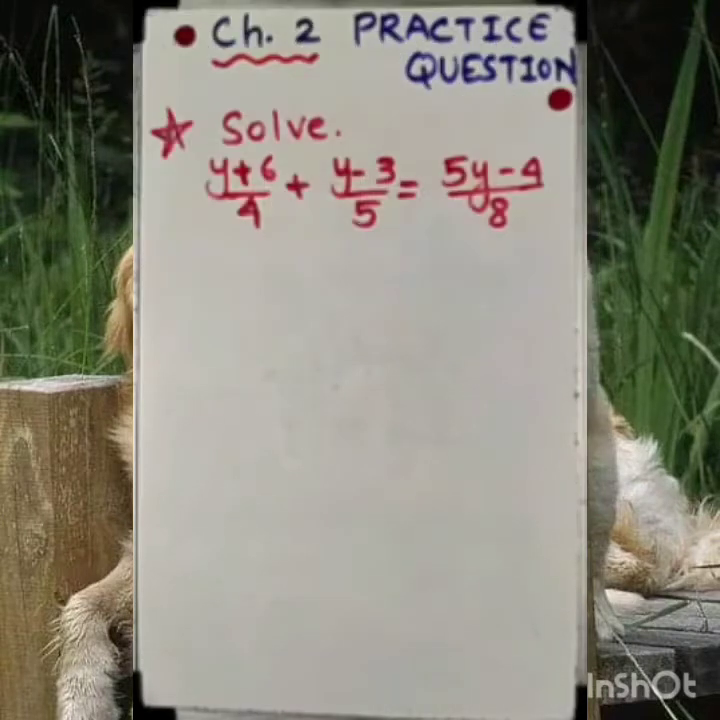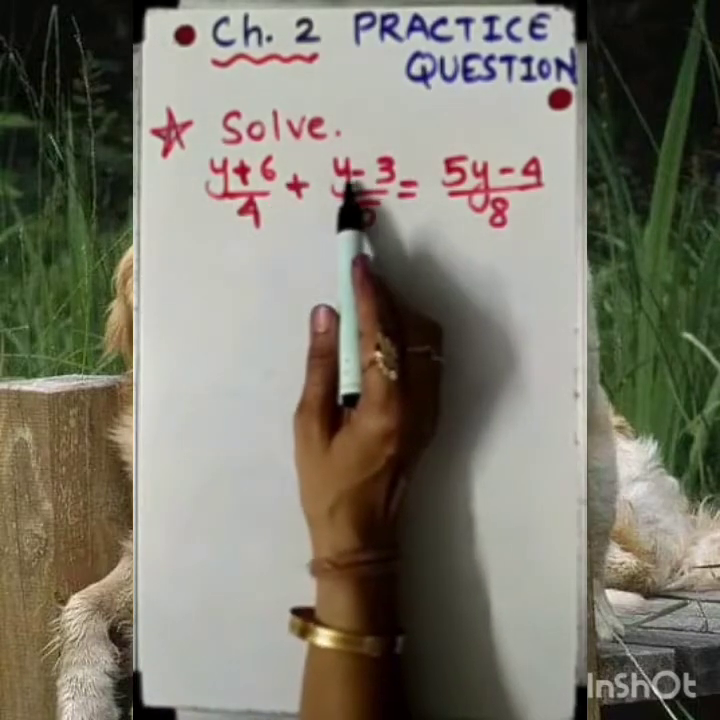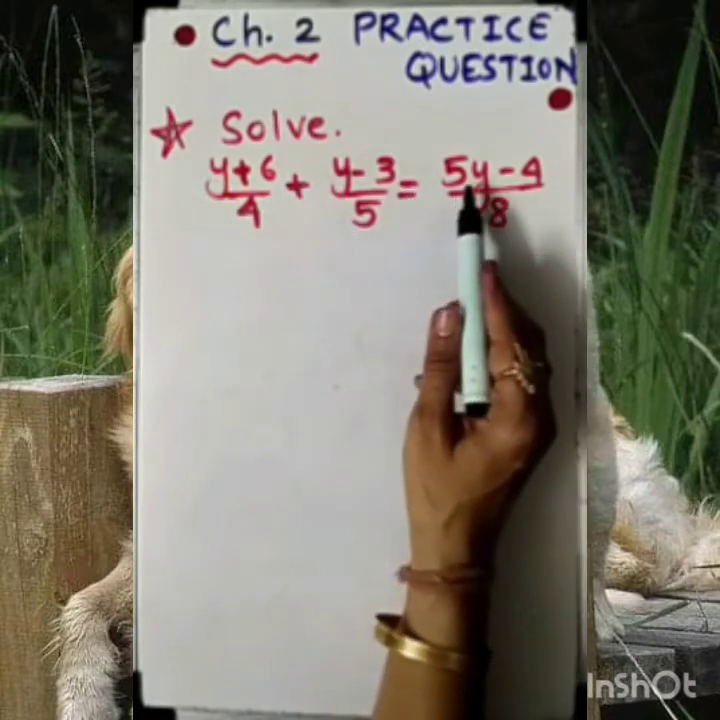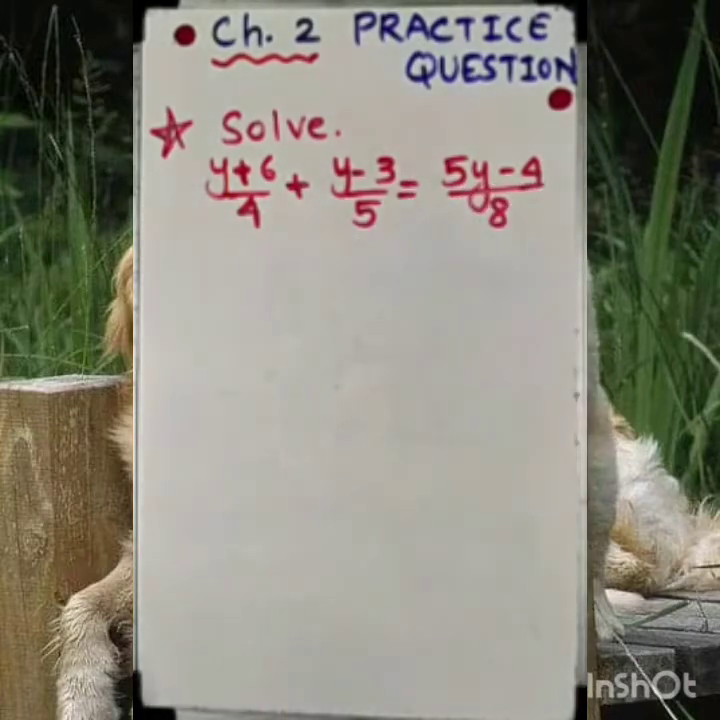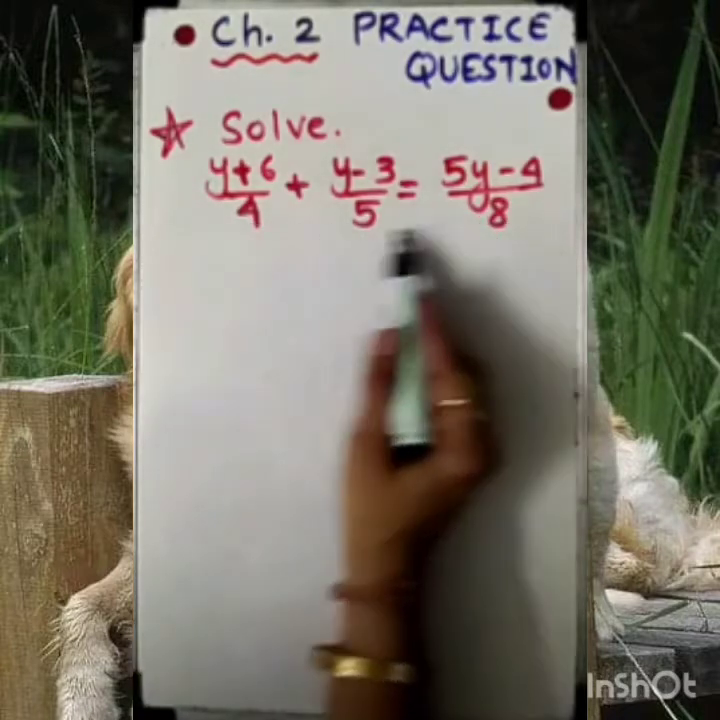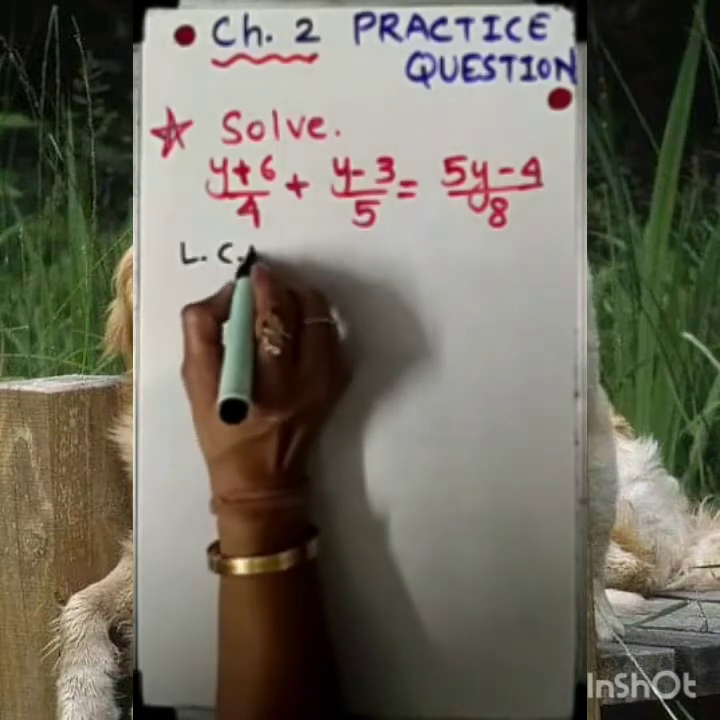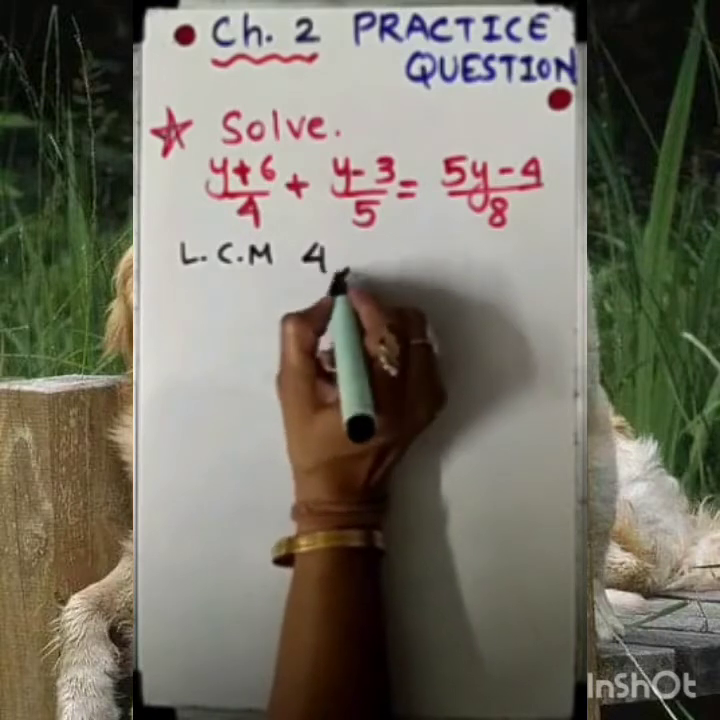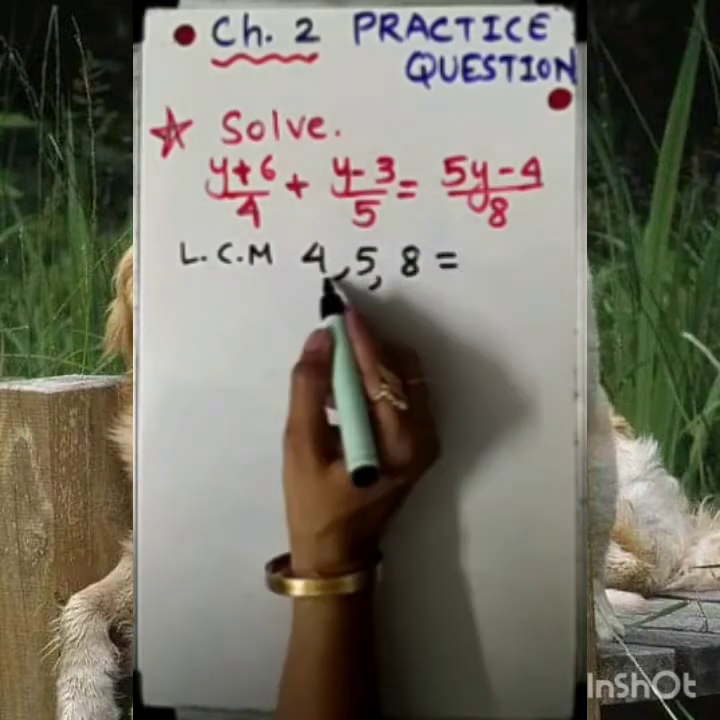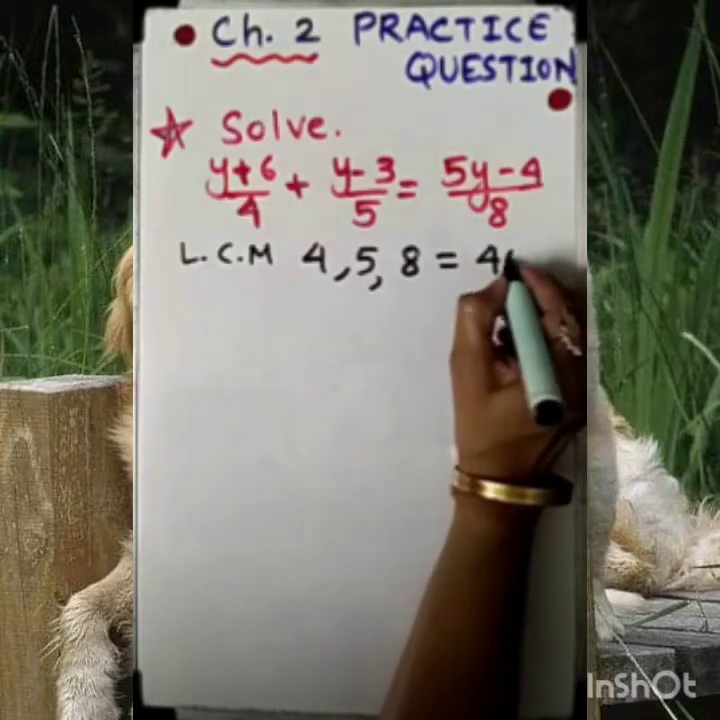Let's say the first example I have taken here: (y + 6)/4 + (y - 3)/5 = (5y - 4)/8. As usual, I taught you, dear student, we need to take the LCM of all the numbers present in the denominator. So let's apply that: LCM of 4, 5 and 8. If you find it in the rough column, it will be 40. So please mention that it is 40.